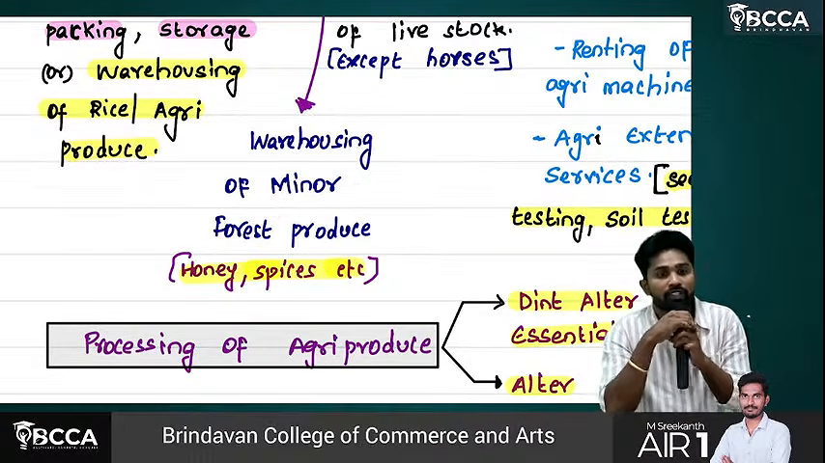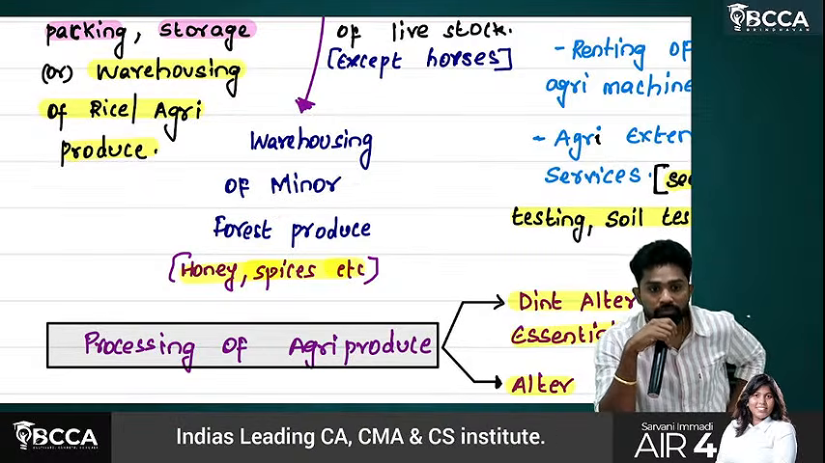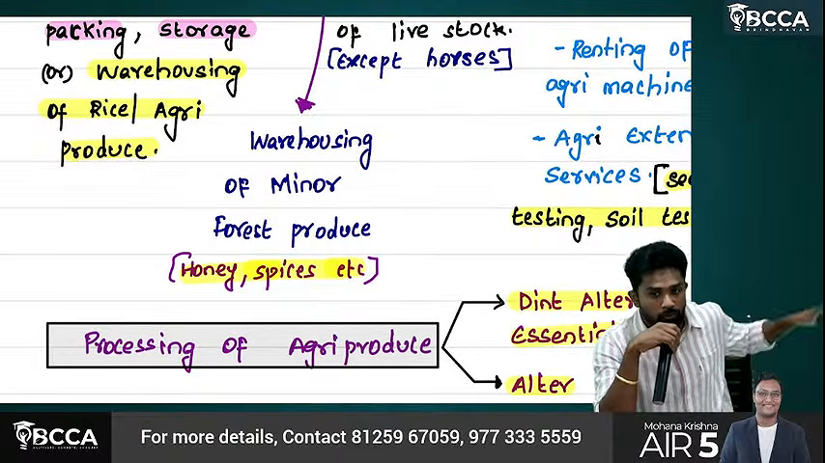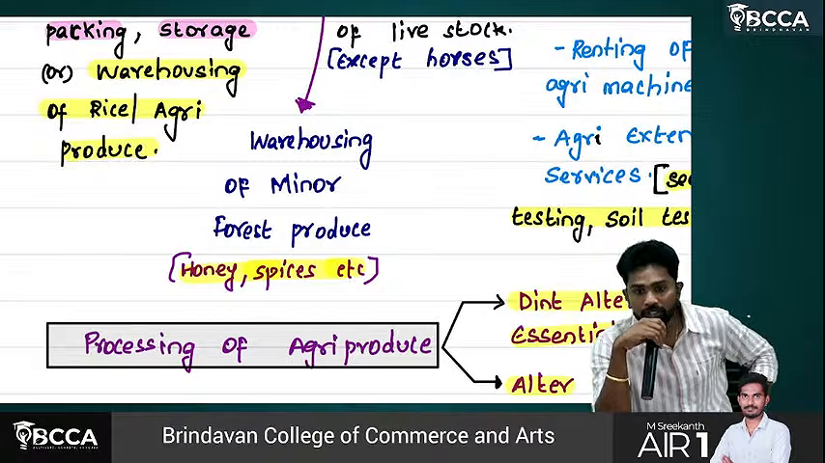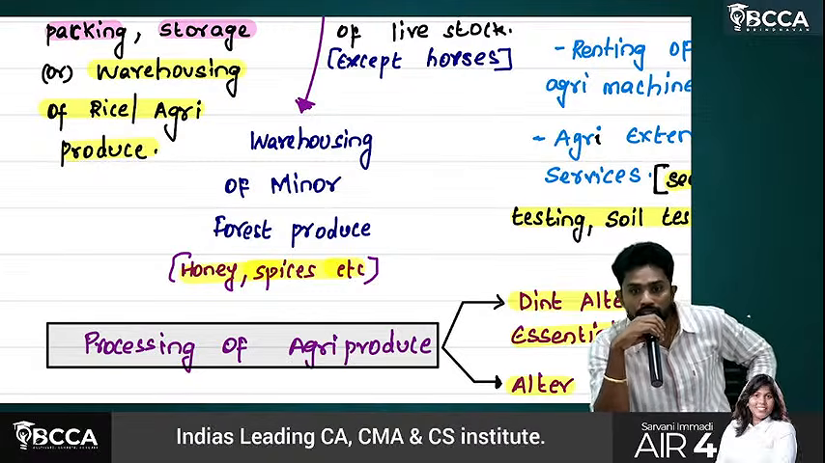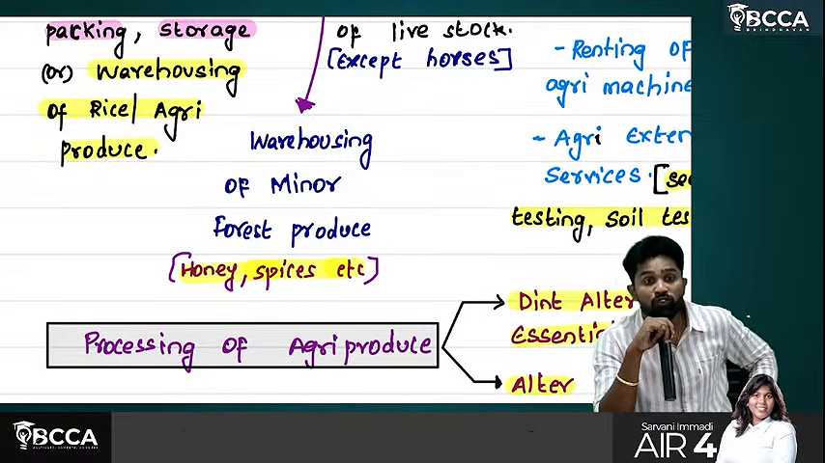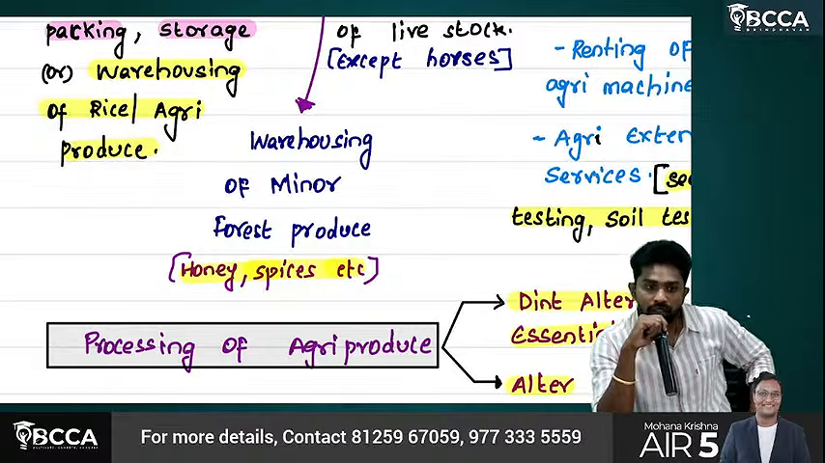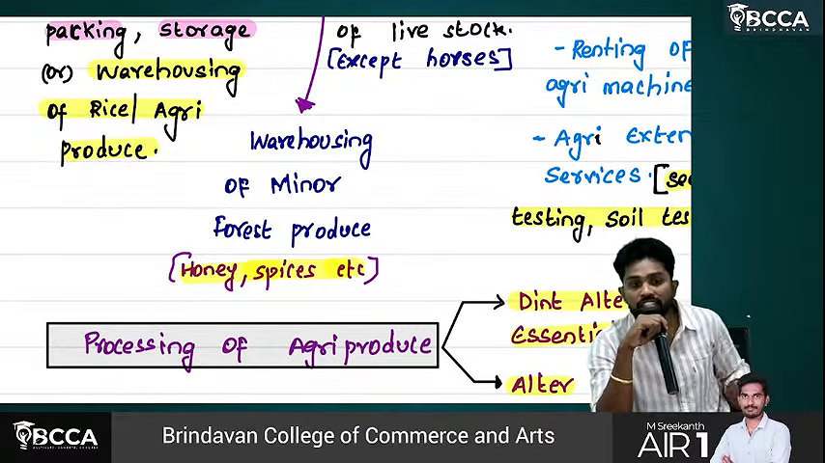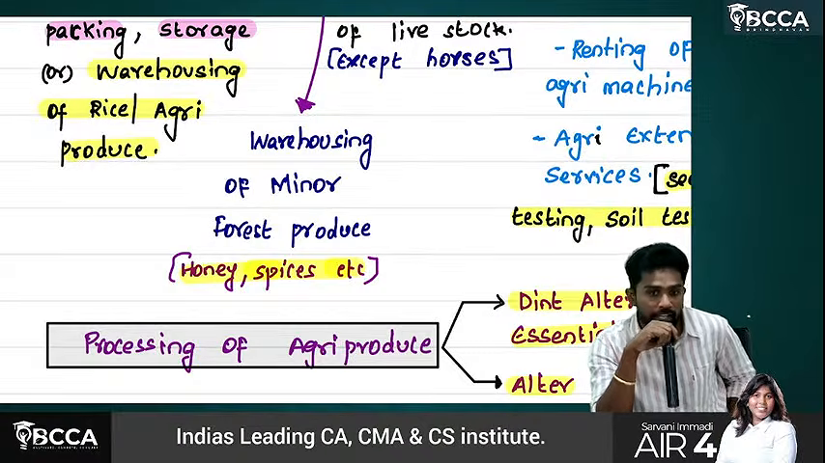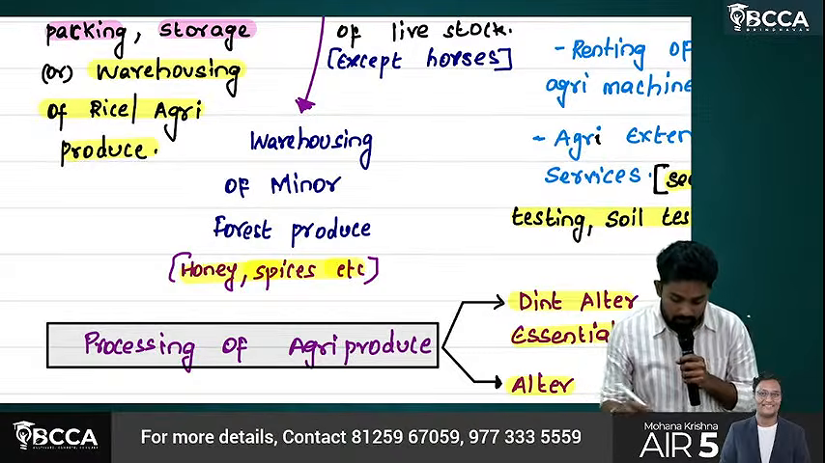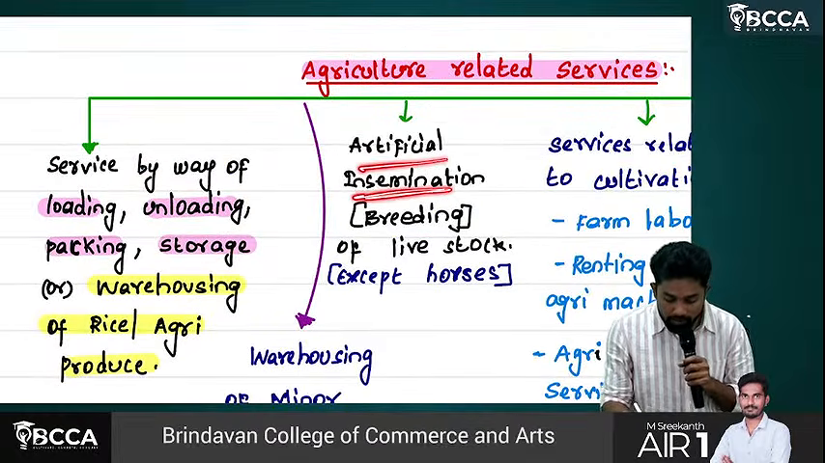In the question they may give warehousing of sugar. Sir, sugar cane is agri produce. Sugar is not agri produce. So warehousing of sugar is taxable only. Warehousing of wheat flour, taxable only, sir. Because wheat is agri produce, but wheat flour is not agri produce. Understand, sir?